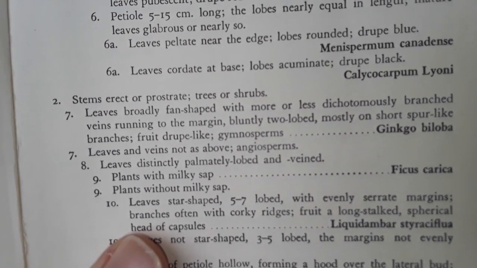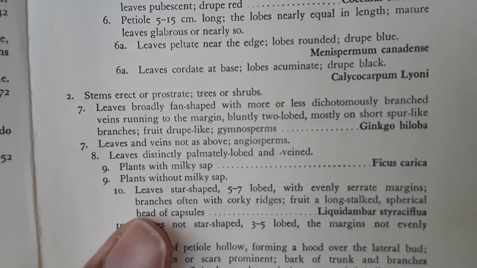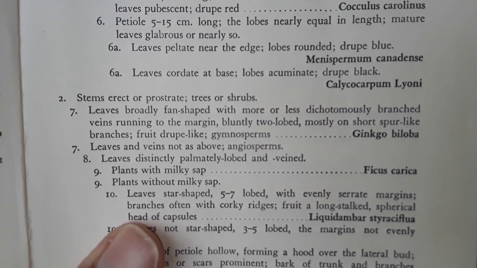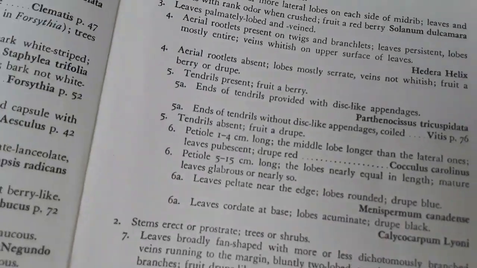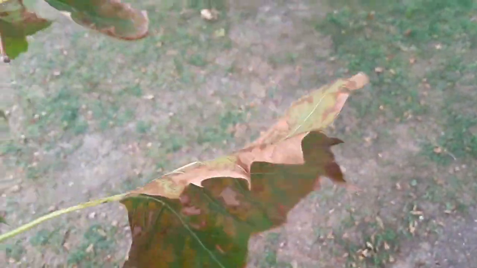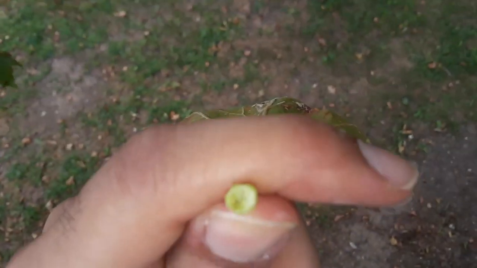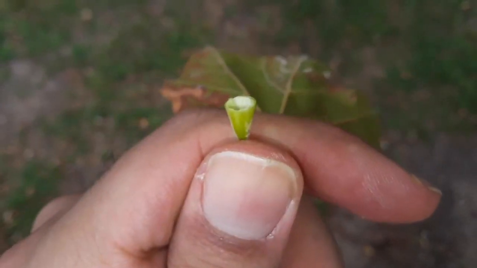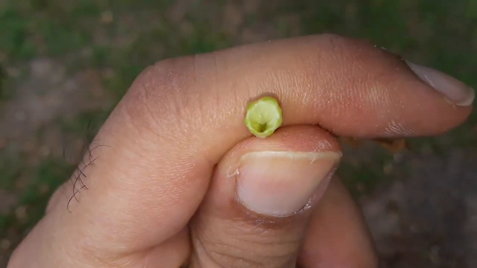Leaves and veins, not as above. Angiosperms, leaves distinctly palmately lobed and veined. Yes. Plants with a milky sap? No, they don't have a milky sap. If you take a leaf off, what you notice, though, let's see if we can get this without dropping my phone. Okay, that's the base of the leaf petiole. No milky sap, but hollow.